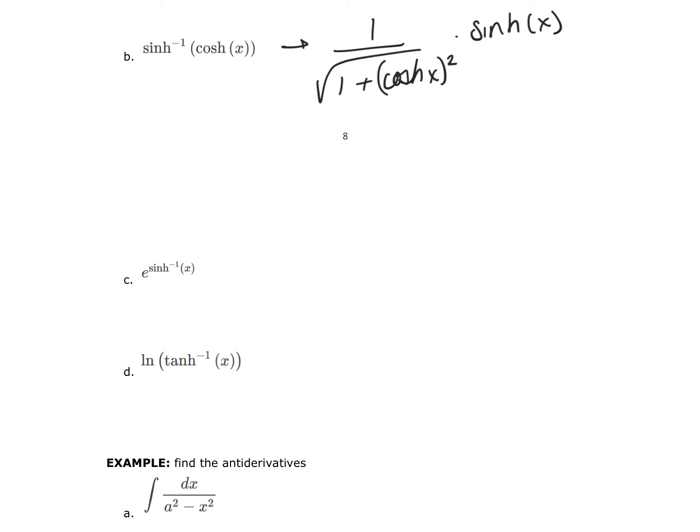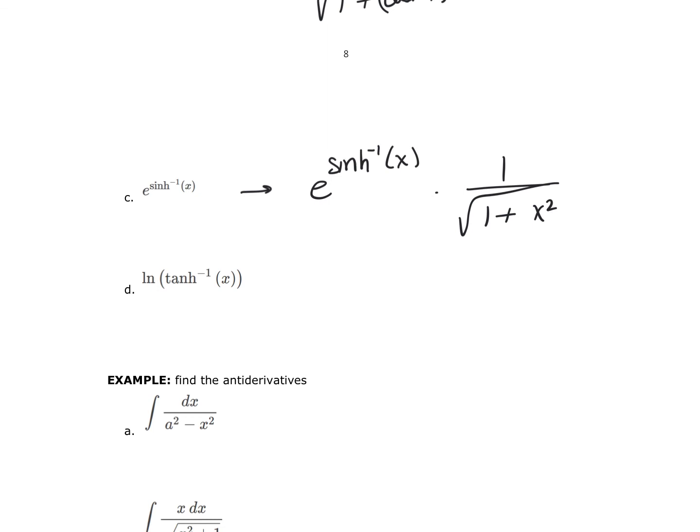So then I have e raised to the hyperbolic sine inverse of x. So this derivative is going to be e raised to the hyperbolic sine inverse of x multiplied by the derivative, which is 1 over the square root of 1 plus x squared, and then the derivative of x, which is just 1. This derivative is 1 over the tangent inverse hyperbolic of x multiplied by the derivative of the tangent, which is 1 over 1 minus x, the quantity squared, multiplied by x prime, which is just 1.